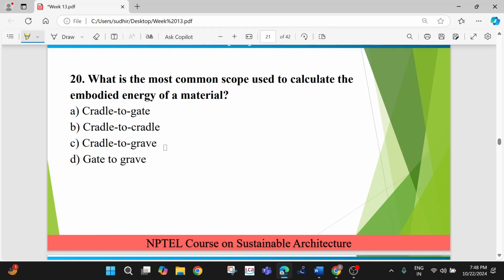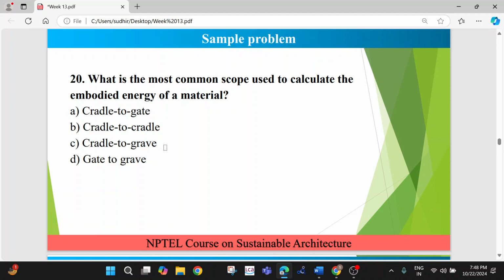C will be the right answer, and all of you have answered it correctly. That is cradle to grave. This cradle to grave scope includes the life cycle of the material from the raw material extraction to the disposal, as we have discussed in the previous question as well. And it is the most used scope to calculate the embodied energy of a material. Fine. So let's move to the next question then.